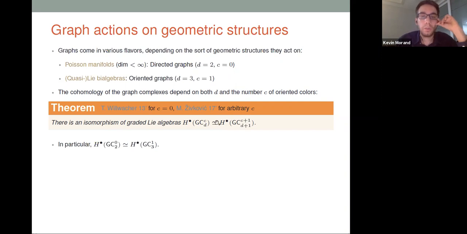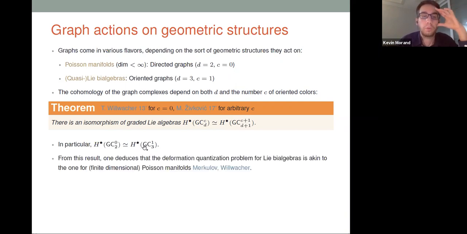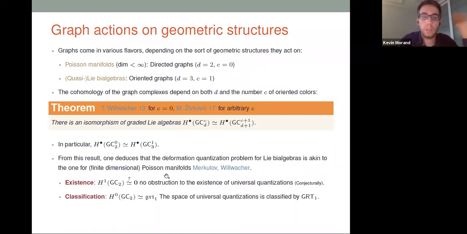So using this theorem, we can show that in fact, the two cohomologies that are relevant for these two cases are equivalent, or isomorphic. So from this, we can deduce that the deformation quantization problem for DG algebras is in fact similar to the one for finite dimensional Poisson manifolds. And indeed, these two results apply as well in the Poisson manifold case as in the DG algebra case.